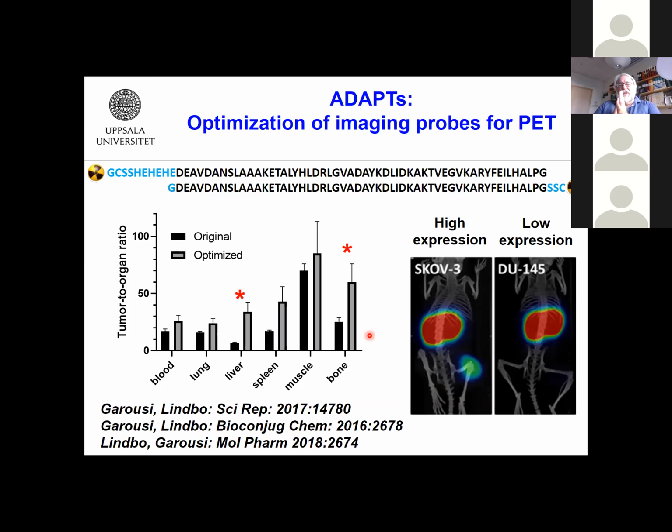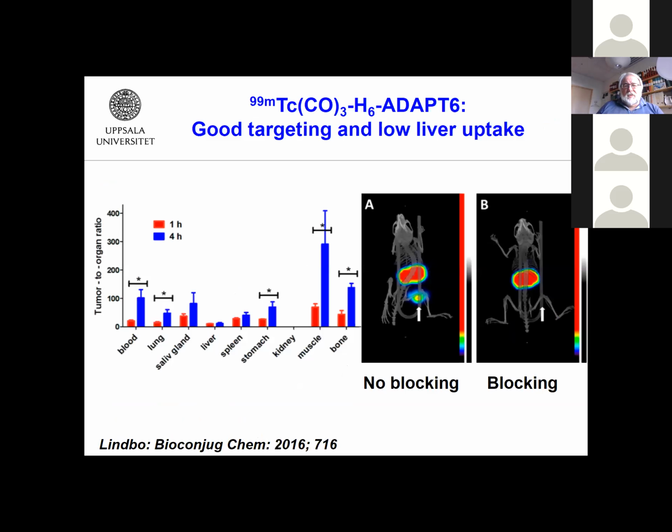So we hope that it will work with positron emission tomography. We have also demonstrated that we can label ADAPTs using 3-carbonyl technetium chemistry and use it for SPECT. The behavior was completely different.